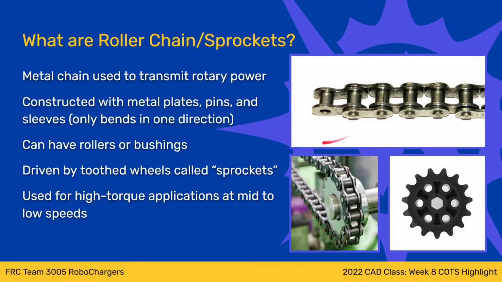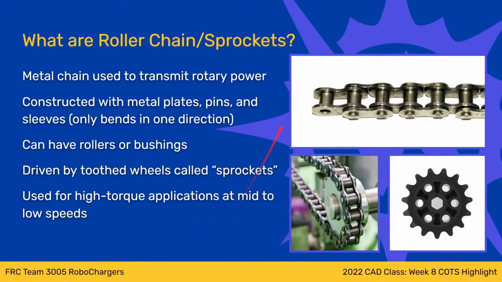So basically, the chain is driven by, I mentioned it already, these things called sprockets. They look like this. This is one of the FTC ones that we use. You can see the sprocket here, and you can see how the chain wraps around the sprocket. The teeth of the sprocket essentially go in between all of the pins or all of the bushings, and the teeth pull the chain along, or the chain pulls the sprocket along, depending on whether it's a driven or driving sprocket.